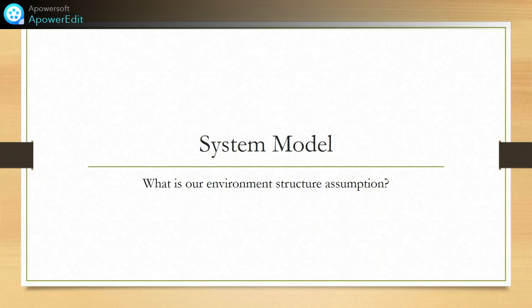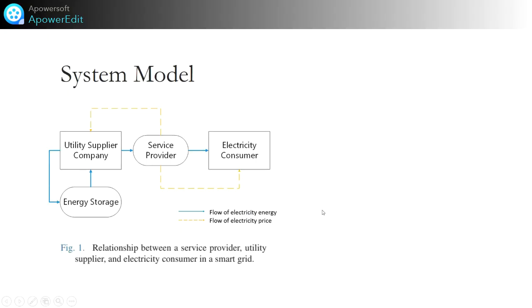Second, we are going to talk about our system model. Our system model consists of three parts: service provider, utility supplier, and electricity consumer. In each time slot, the service provider will buy the electricity from the supplier and sell it to the consumer. It then sets the dynamic price in order to balance the supply and demand.